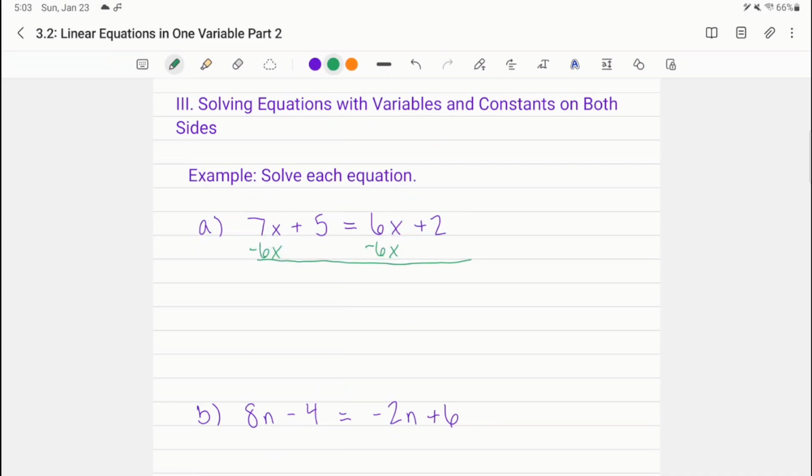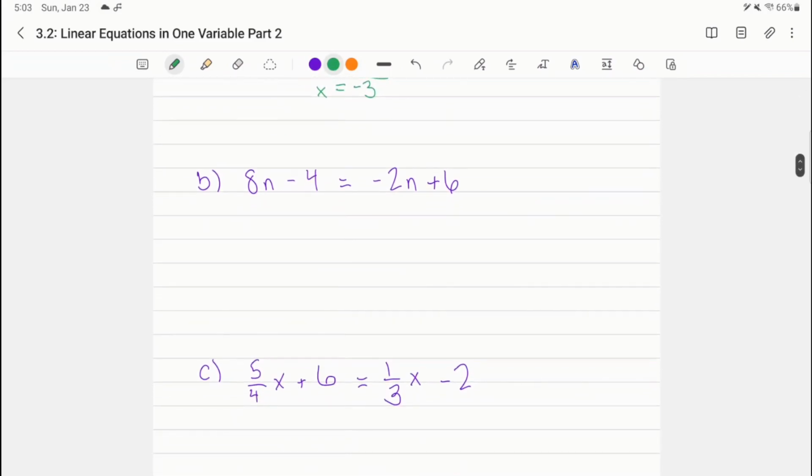7x minus 6x is 1x, and then plus 5 because it's not a like term. The 6x cancels out, and we're left with 2 on the right hand side. Now to get x by itself, we subtract 5, x equals negative 3 as our final answer. Okay?